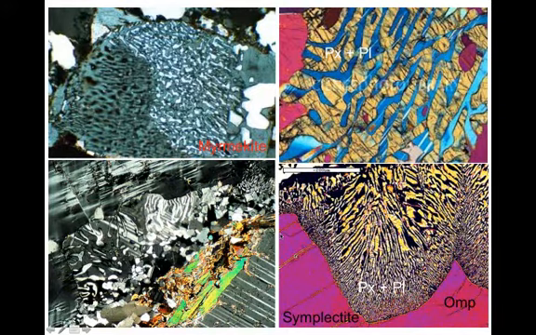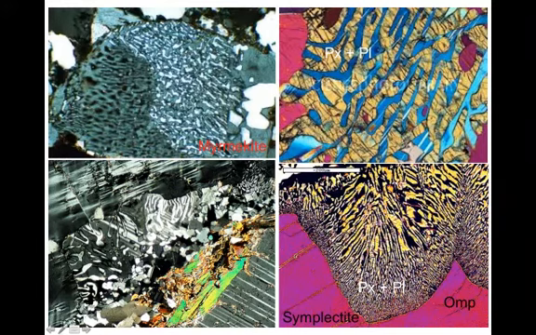Another example of some weird textures that you may run across are myrmekite and symplectite. And these two are related. They're basically intergrowths of two different minerals. And myrmekite is when you've got blebs of quartz or feldspar crystallizing out of quartz or feldspar. In this case, this lower left, it appears as quartz blebs within plagioclase.